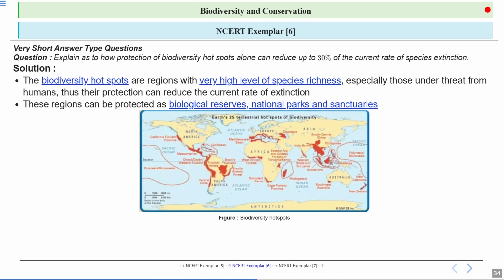So this is an image showing you biodiversity hotspots. So you can see India has 4 recognized biodiversity hotspots: the Himalayas, Indo-Burma region, the Western Ghats, and the Sundaland, which includes the Nicobar Islands of India. In the image, the biodiversity hotspots are visible.